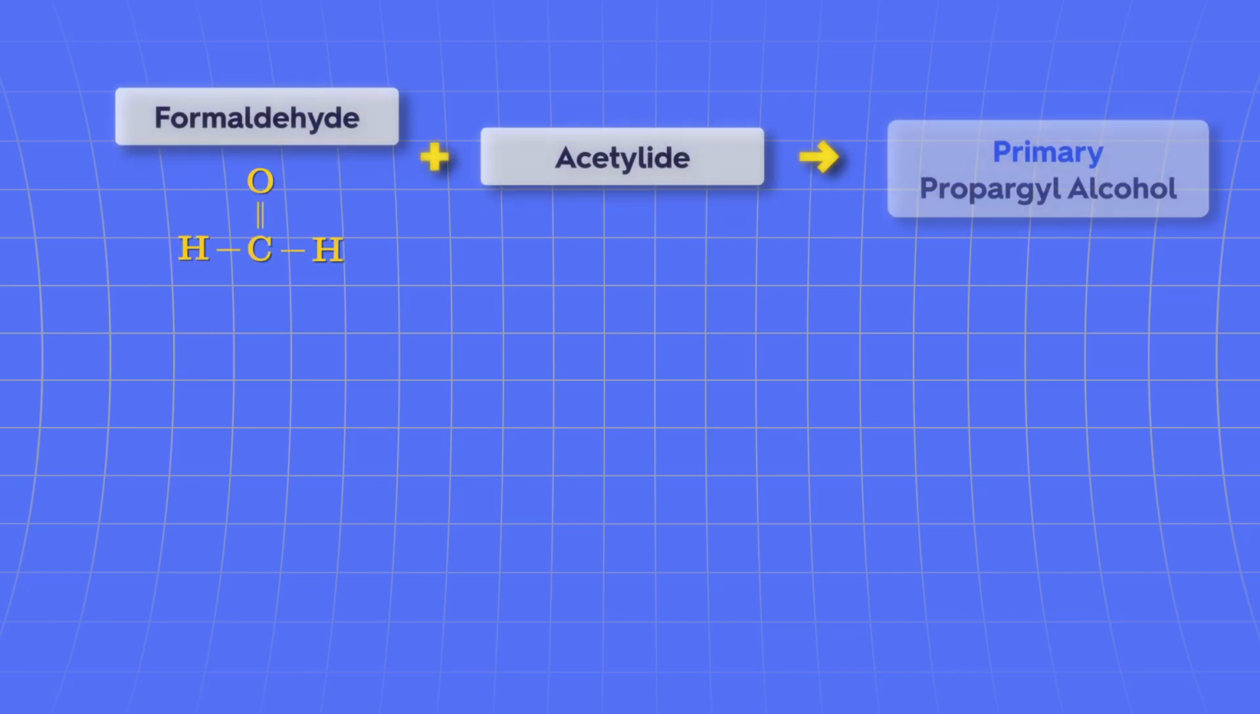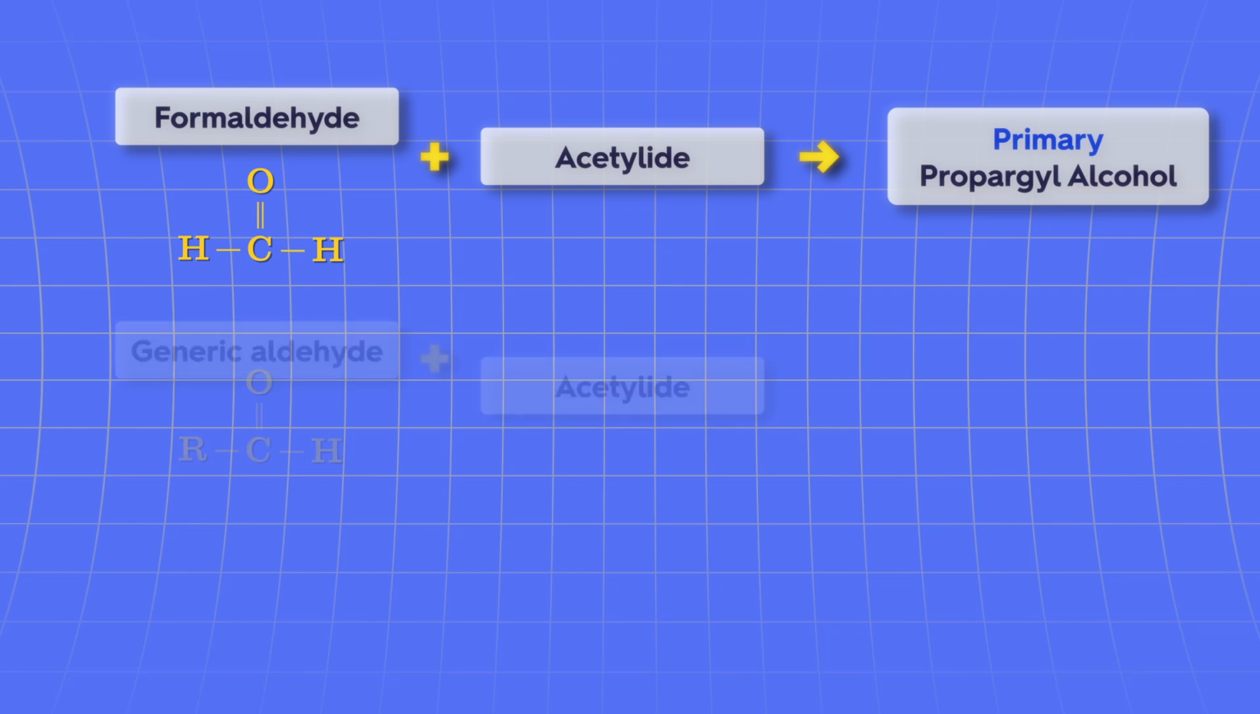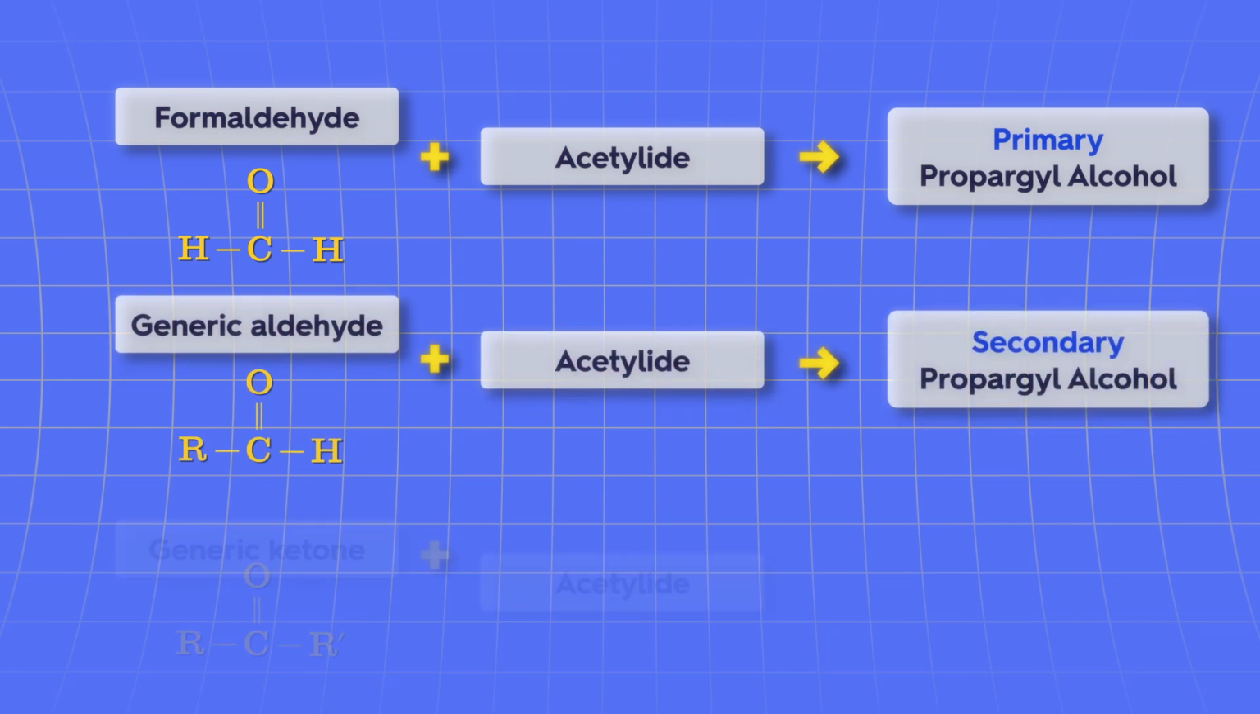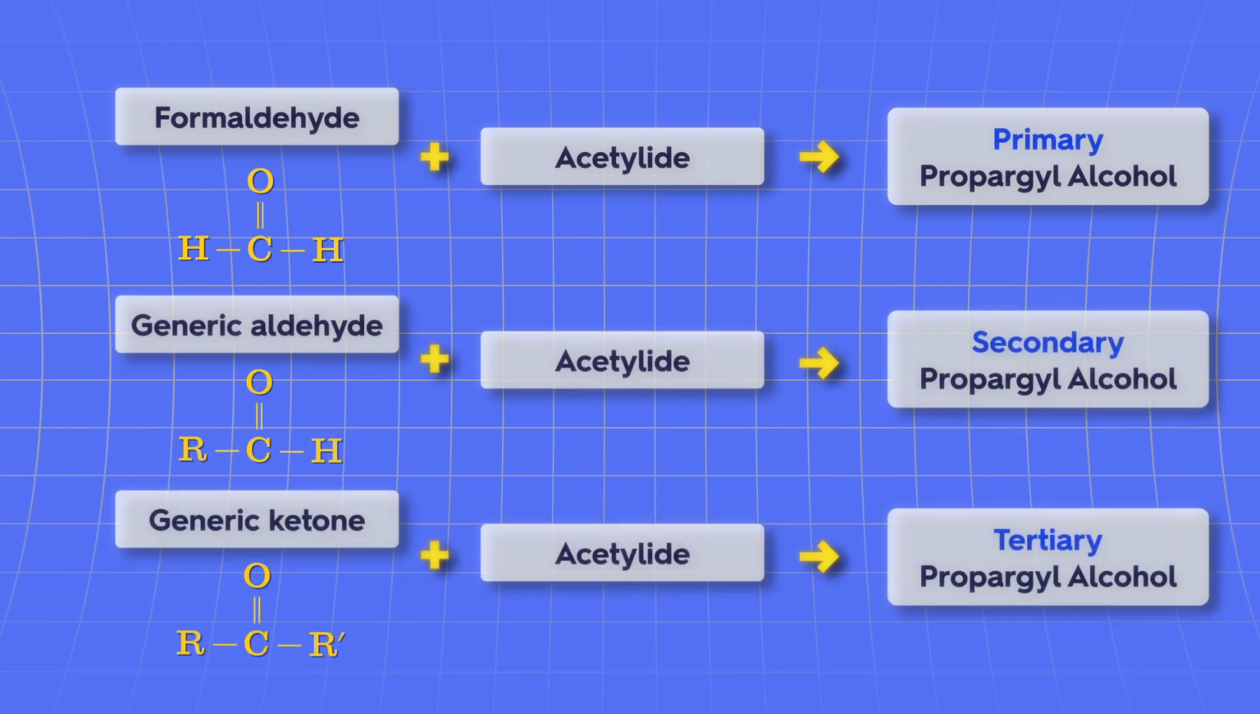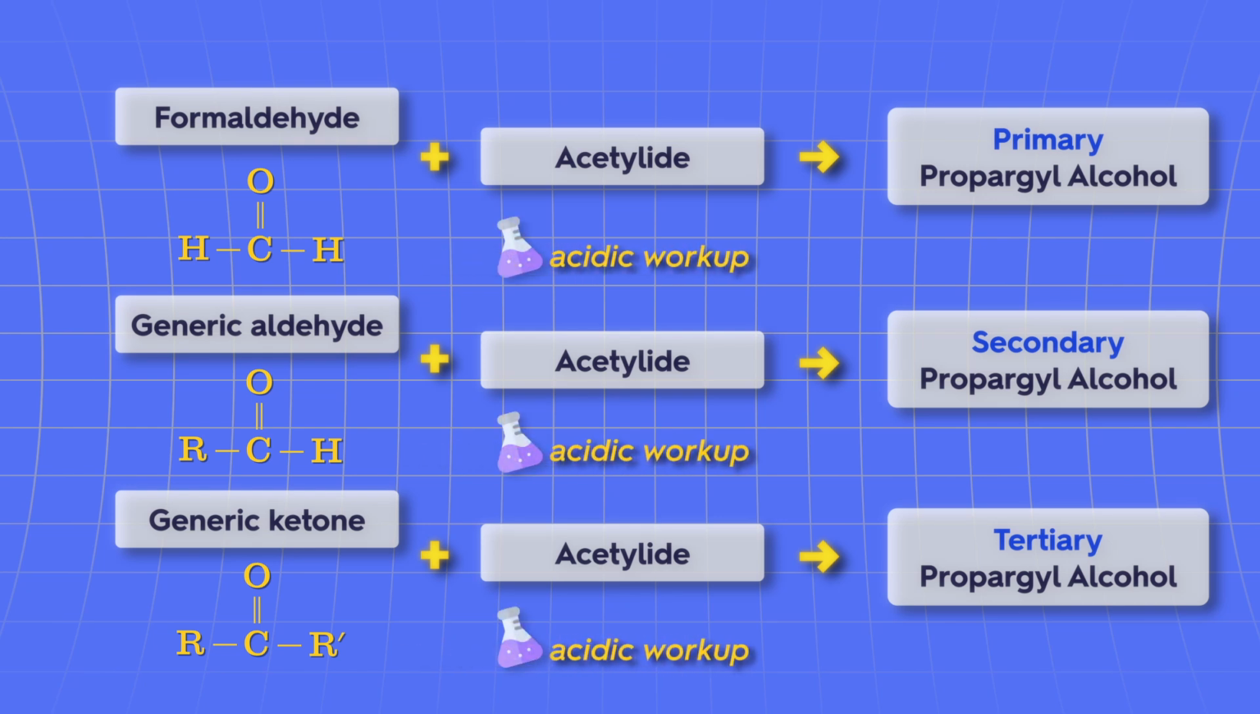Which alcohol you get depends on the carbonyl. Formaldehyde gives a primary propargyl alcohol. Aldehydes give secondary, and ketones give tertiary. Same mechanism, different substitution outcome. It's crucial not to skip the workup. Without water or acid to protonate the alkoxide, you won't see the alcohol at all.